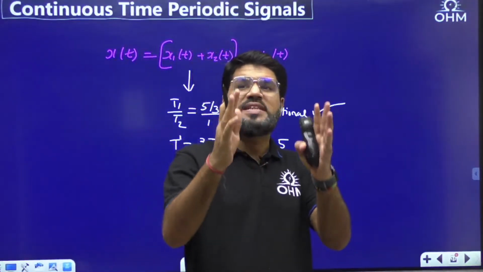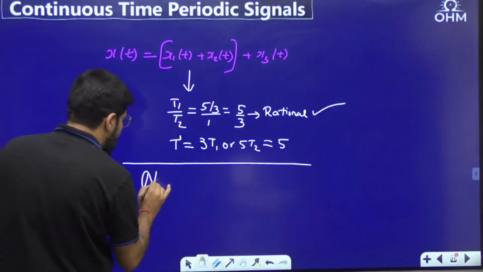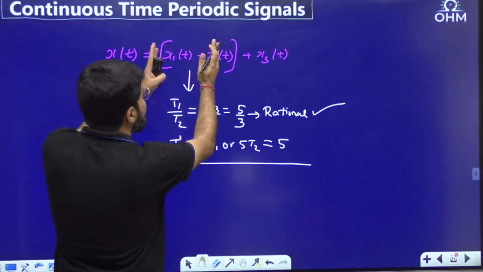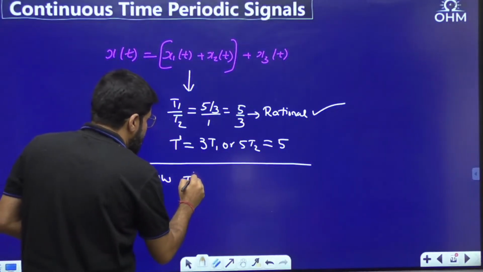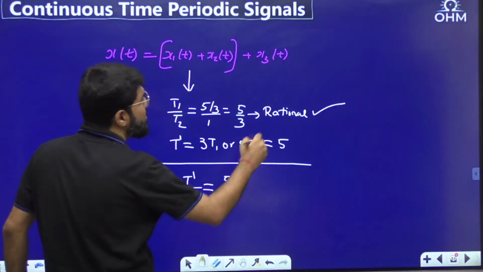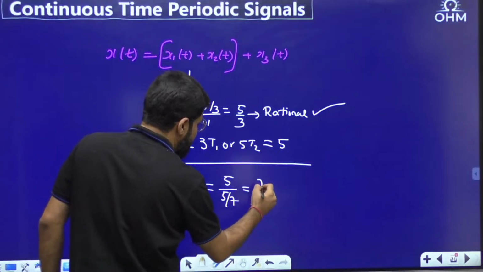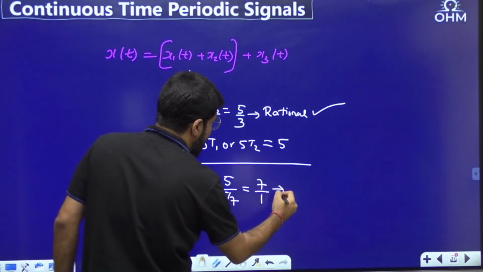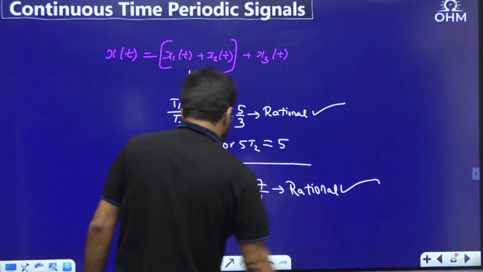Now x1 plus x2 plus x3. Now you are going to add this periodic signal with another periodic signal. So again, the ratio of their time periods will be taken, T dash upon T3. T dash is 5, and T3 was 5 by 7. So 5 upon 5 by 7 is 7, like 7 by 1. Ultimately this is also rational.